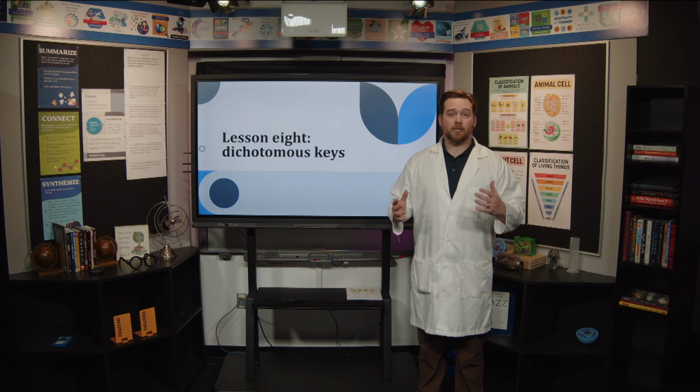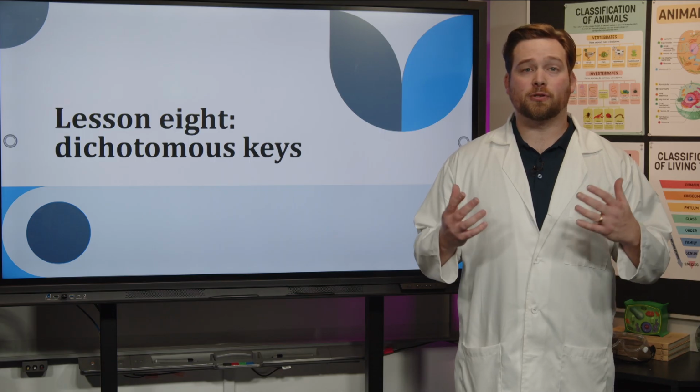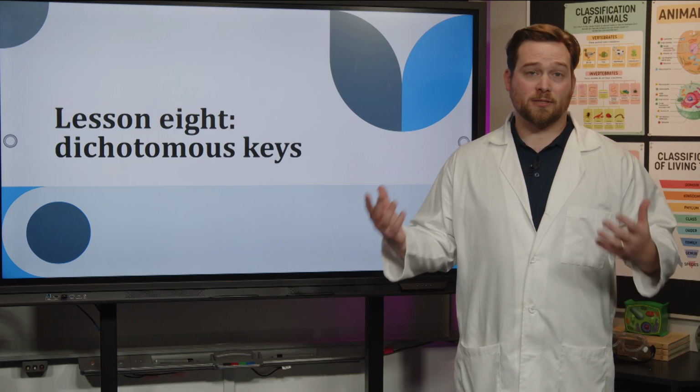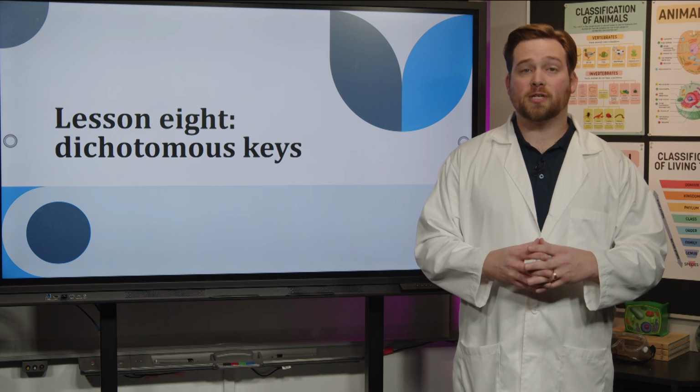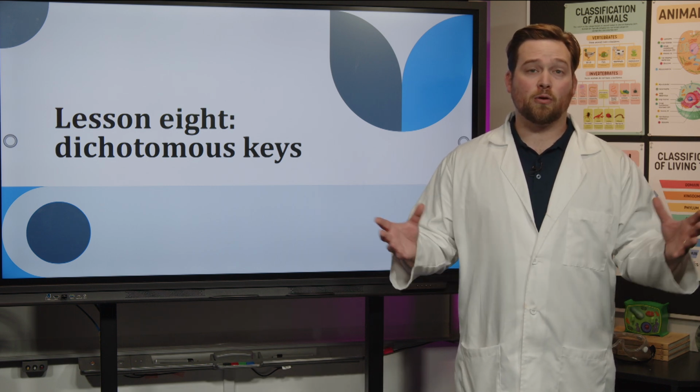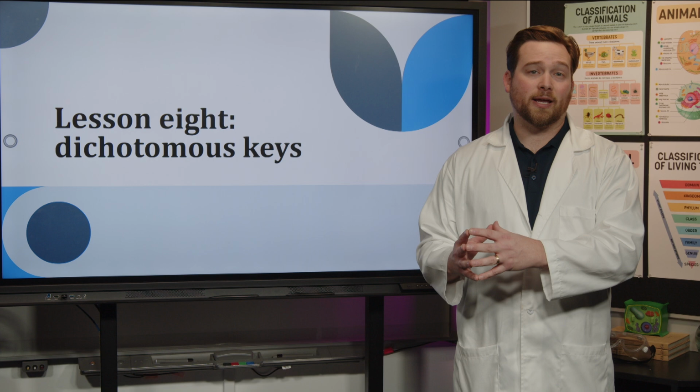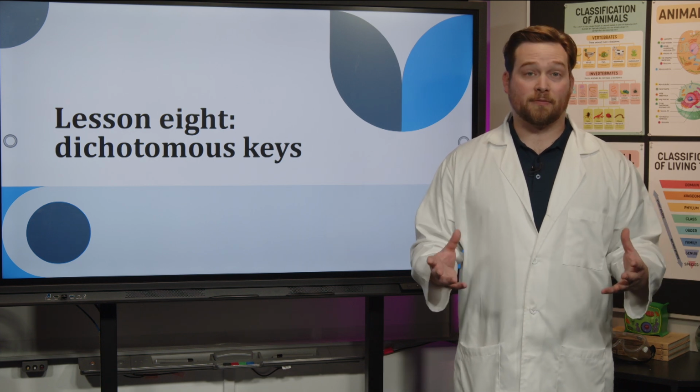We're going to talk about something a little bit different today. What I'm going to introduce is something known as a dichotomous key. What this is used for is you can take an organism that you don't know the name of, use this dichotomous key, and it's going to help you identify it, okay?